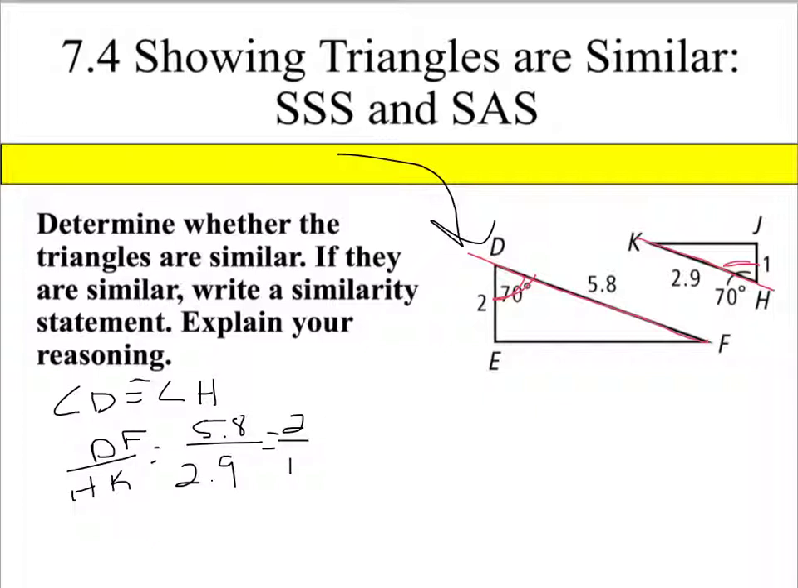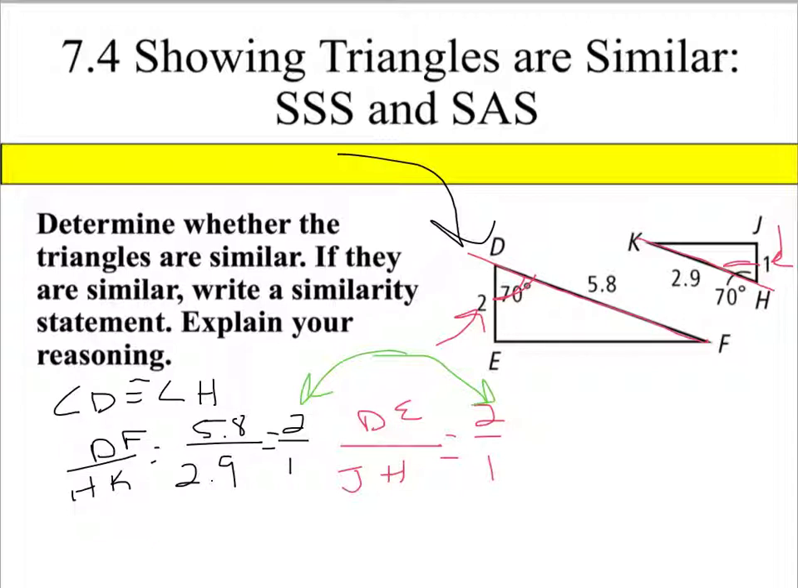For the second ratio, again we put the larger triangle on top, being DE, over the corresponding side on the other triangle, which is JH. We know that is 2 over 1. Notice what we have here: they're the exact same scale factor. So are they proportional to one another? Yes, they are. So we have two corresponding sides that are proportional, and we have the included angle that is congruent.